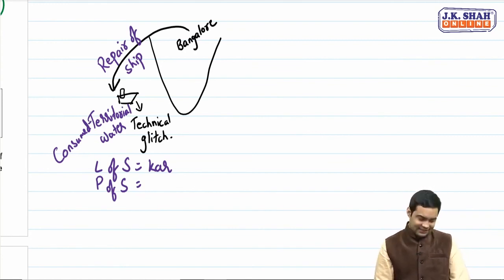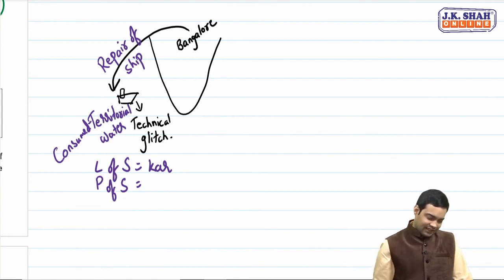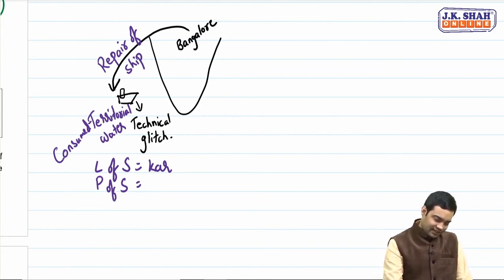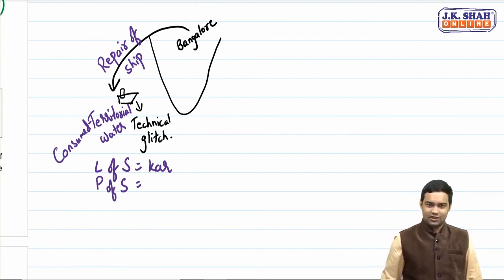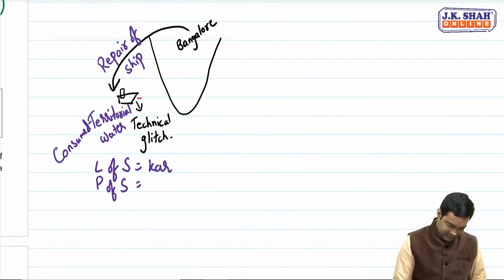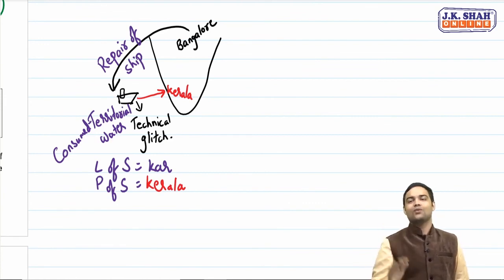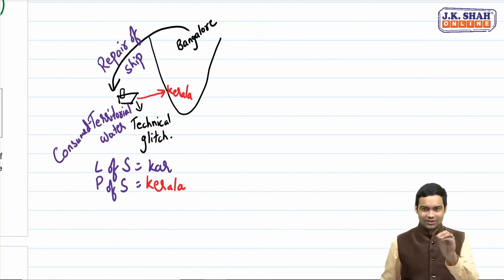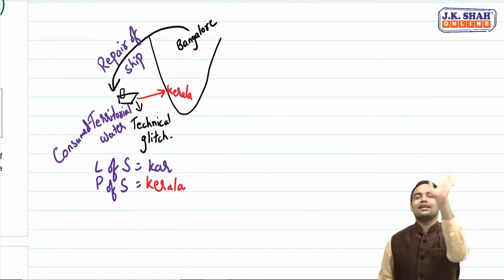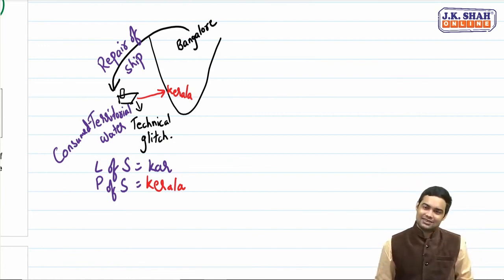What the government has said is, if it is in the territorial waters, then it would be considered to be the nearest state to that particular waters. So what is the nearest state to this water? It is Kerala. So place of supply will be considered as Kerala. So place of supply can never be in waters. Whenever it is in waters, go to the nearest state and keep that as the place of supply.